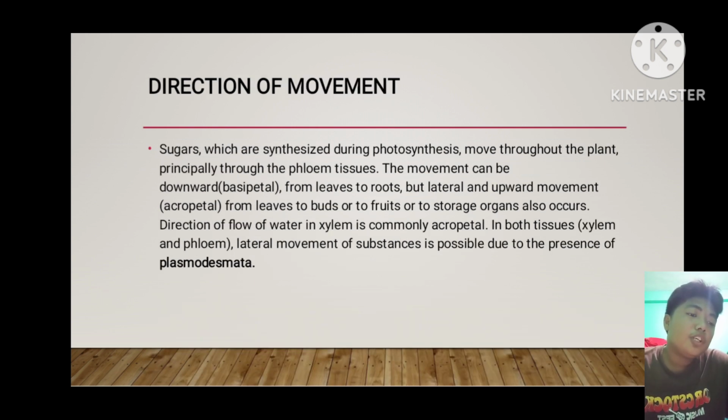Direction of movements. Sugars, which are synthesized during photosynthesis, move throughout the plant, principally through the phloem tissues. The movement can be downward, called basipetal, from leaves to roots, but lateral and upward movement, acropetal, from leaves to buds, or to fruits and storage organs, also occurs. Direction of flow of water in xylem is commonly acropetal. In both tissues, xylem and phloem, lateral movement of substances is possible due to the presence of plasmodesmata.